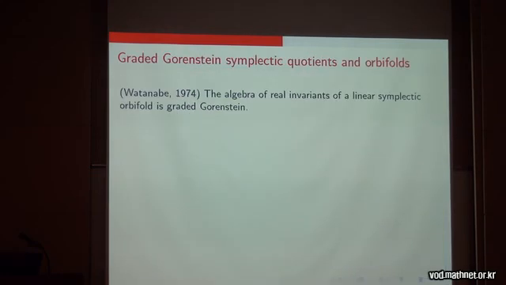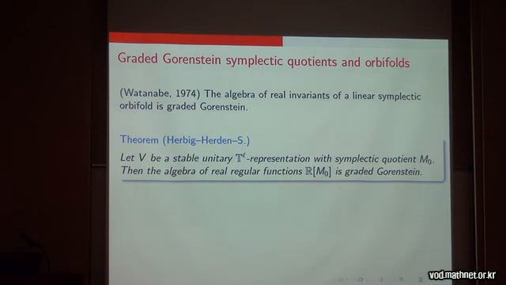It's a theorem of Watanabe, or a consequence of it, that the real invariants of a symplectic orbifold are always going to be graded Gorenstein. But as well, we can prove that for any torus representation, the corresponding symplectic quotient is graded Gorenstein as well. So in other words, the property of graded Gorensteinness is shared by symplectic quotients, by all torus symplectic quotients, and by orbifolds. And this is one of the things that we're seeing.